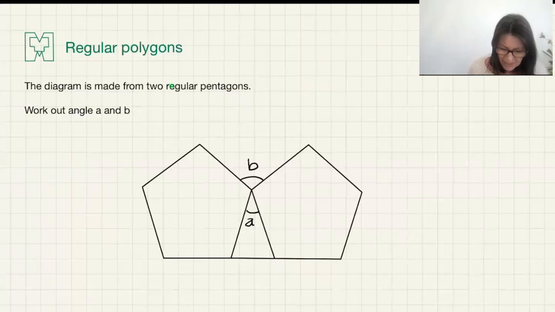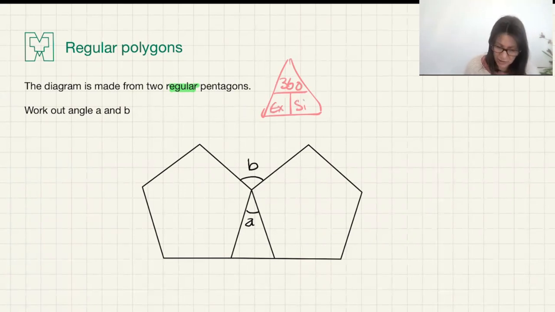The word regular is absolutely key, because without that knowledge and what it triggers, you won't be able to get started, because as you can see, they don't give you a starting angle. It's your job to find it. So when you read that word regular, you really want it to trigger a formula triangle where 360 is in the top, and you've got your exterior and your sides at the bottom.